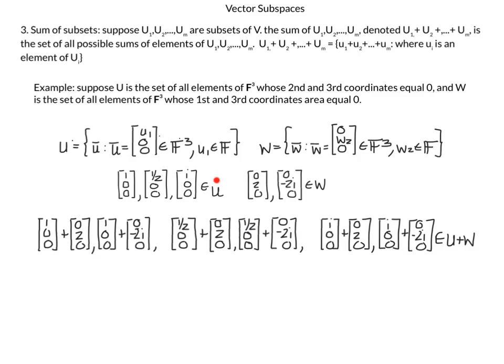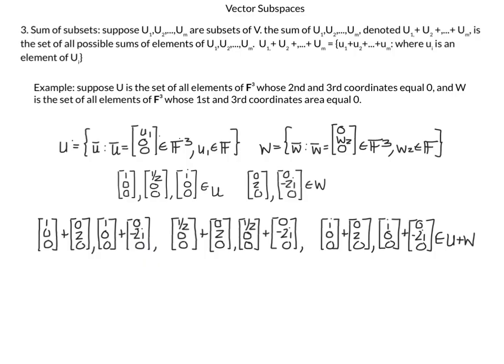But anyway, just looking at these as an example, one of the possible sums, so remember, the sum of subsets is the set of all possible sums, but one of the possible sums for this U and this W would be to take an element of U and then add it to an element of W. There's another possible element, this element of U added to the second element of W. Here's the second element of U added to the first element of W, the second element of U added to the second element of W, then the third element of U added to the first element of W, and the third element of U with the second element of W.